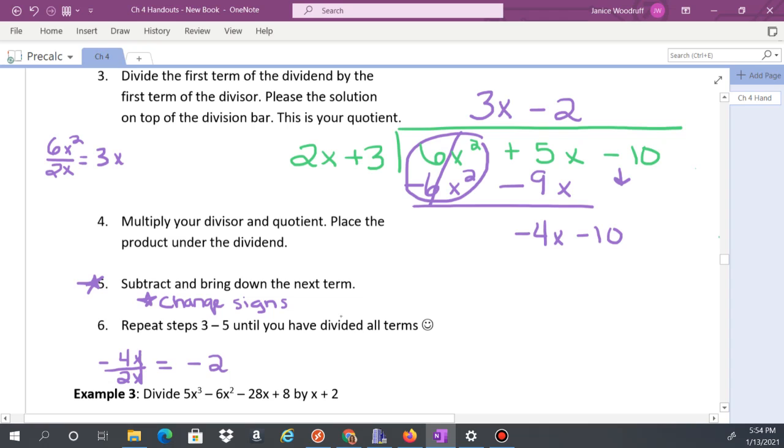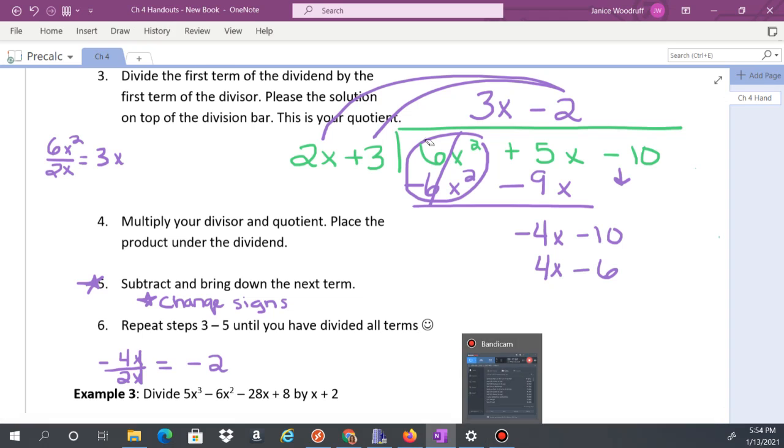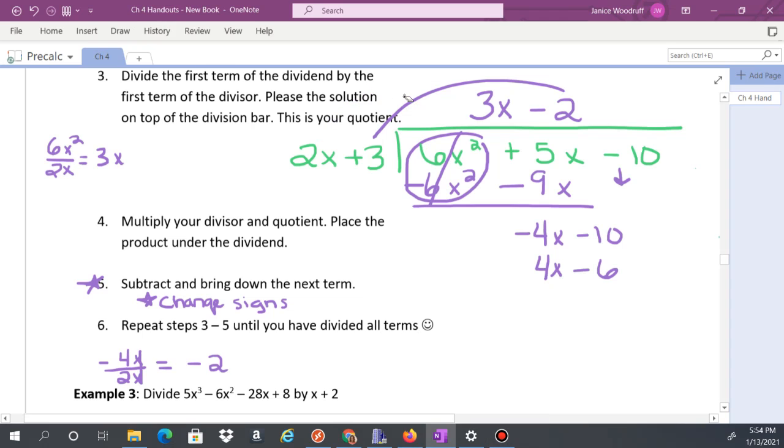Then I distribute again. So I do negative 2 times 2x. That's going to give me a 4x. Put that underneath. Then negative 2 times 3 gives me a negative 6. Put that underneath. Then change the signs, which means this could become subtraction, this becomes addition.